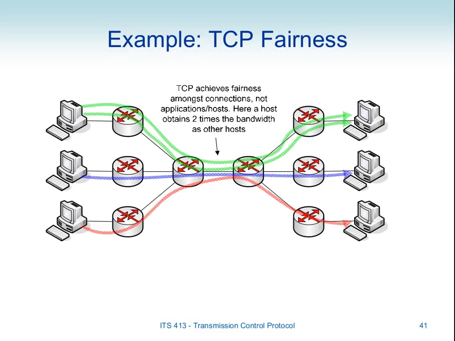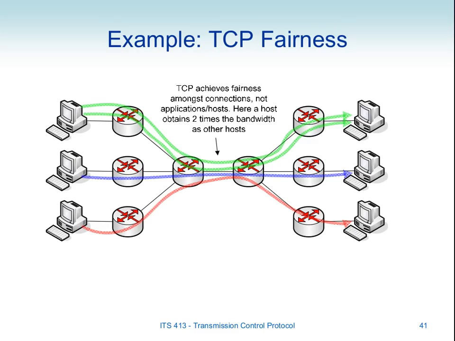The application on computer C, the red one, is getting 250. On computer B, the blue one, is getting 250. On computer A, the green one, is getting 500. So the end users are not treated fairly in this case. And TCP doesn't try and handle that.